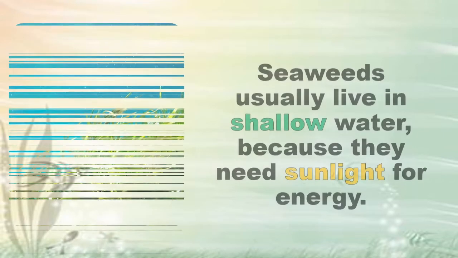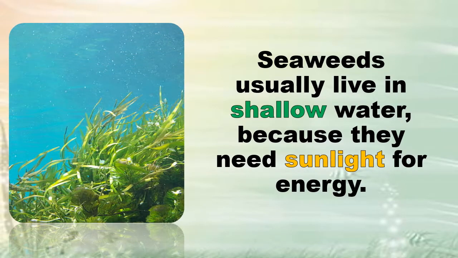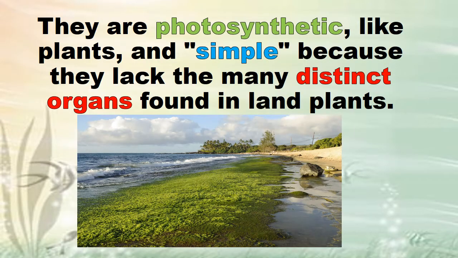Number 4, seaweeds usually live in shallow water because they need sunlight for energy. Number 5, algae are photosynthetic, like plants, and simple because they lack the many distinct organs found in land plants such as root, stem, and leaf.